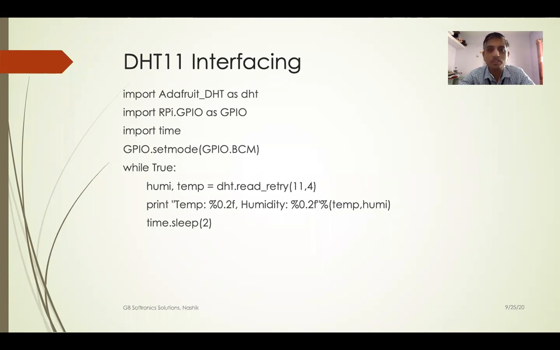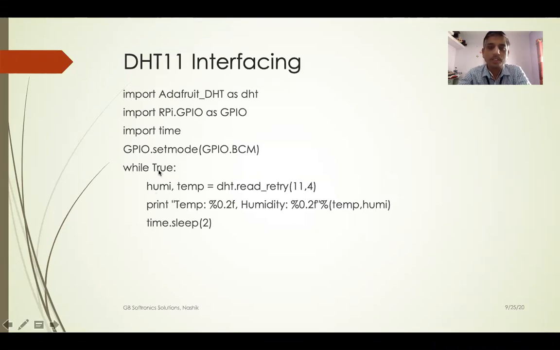If you have already installed that Adafruit underscore DHT library on your Raspberry Pi, then firstly you need to import this library by using import Adafruit underscore DHT, and you give a name to that library as DHT or any name you can give here. Then import RPi.GPIO as GPIO, then import time. Then we have to set the mode of the pins that we are going to use. We are using BCM mode here, so it means that we are using the GPIO pins, not the board pins.